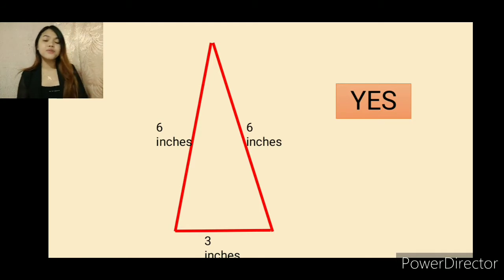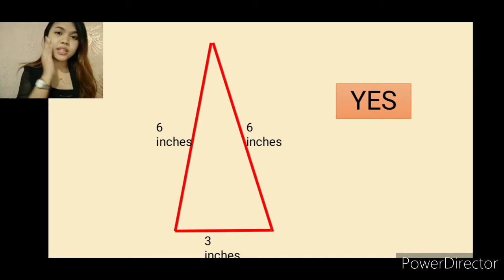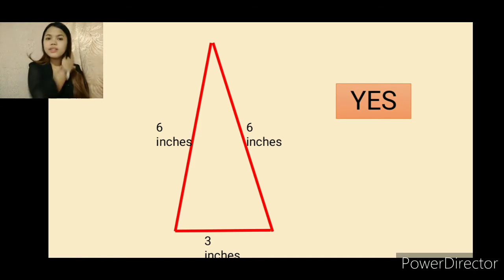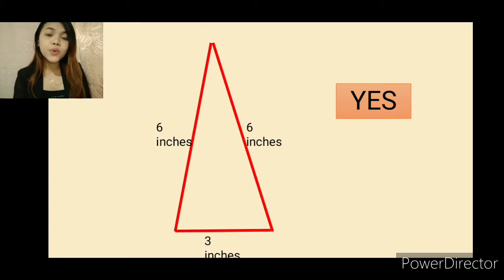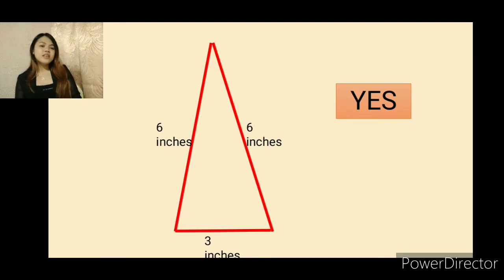So how do you compare the two shorter lengths to the longest length? In this case, you have two greater numbers, 6 and 6, and one lesser number, which is 3. So in this case, you can just choose any of the two same numbers, okay? So how do you compare the two shorter sides to the longest side? Yes. Okay, very good. So you can see that when you add the two shorter lengths, it is greater than the longest length.